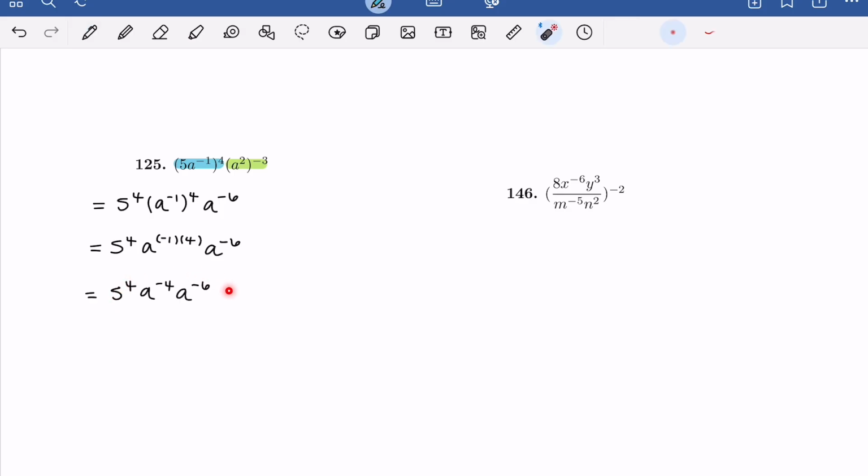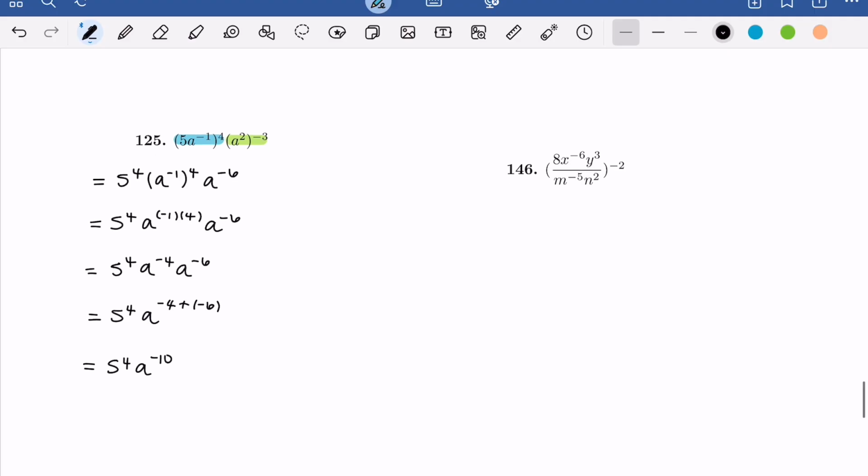Now, notice we have the product of 3 different exponential expressions, but 2 of them have the same base. We have a raised to the negative 4 and a raised to the negative 6. So we can use our product rule again, just like we saw in the first example of this section. We're going to have 5 raised to the 4th power, and then we're going to have a raised to the sum of these 2 exponential powers here. This is going to give us 5 raised to the 4th power times a raised to the negative 10th power.